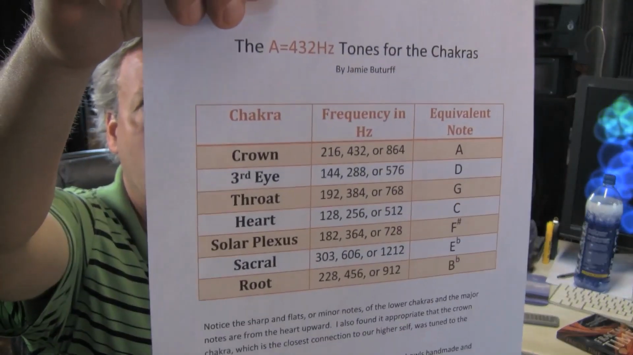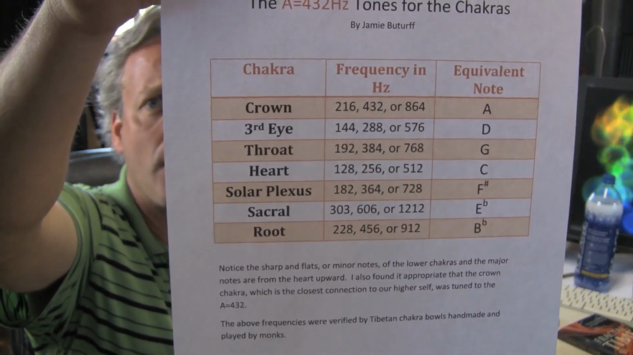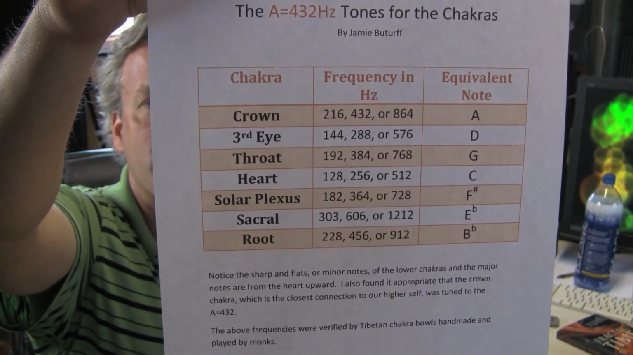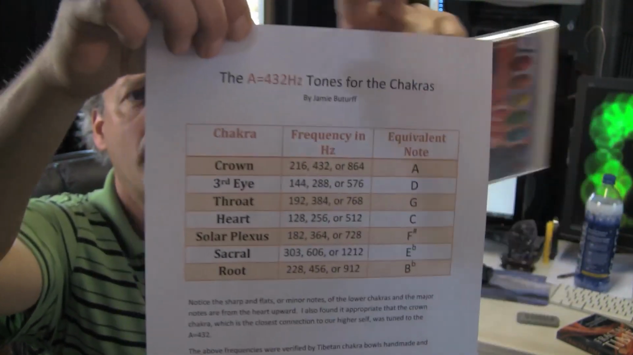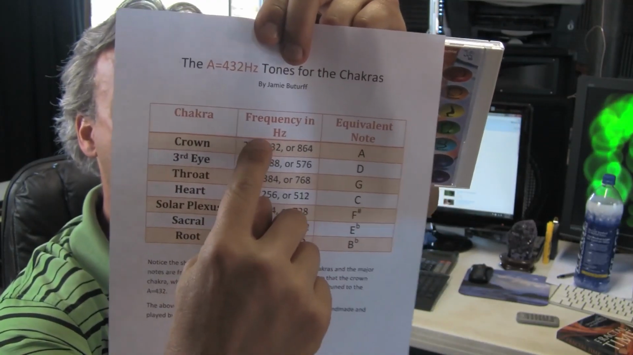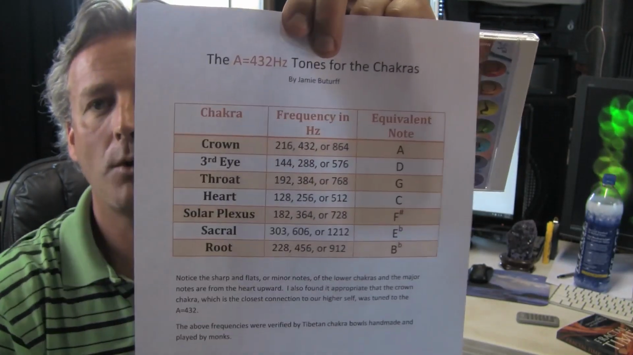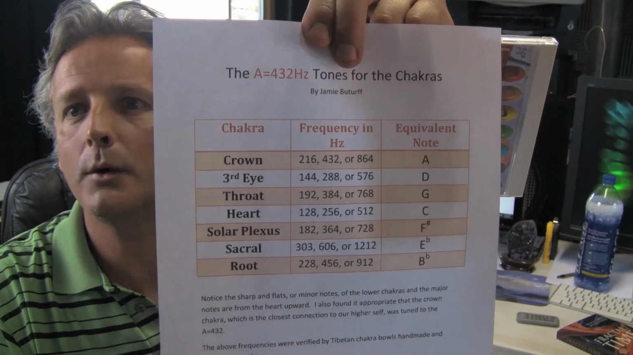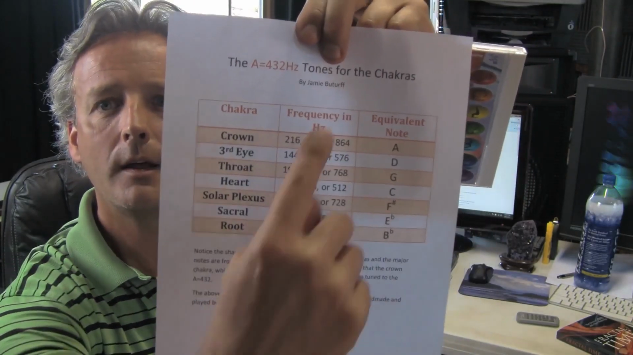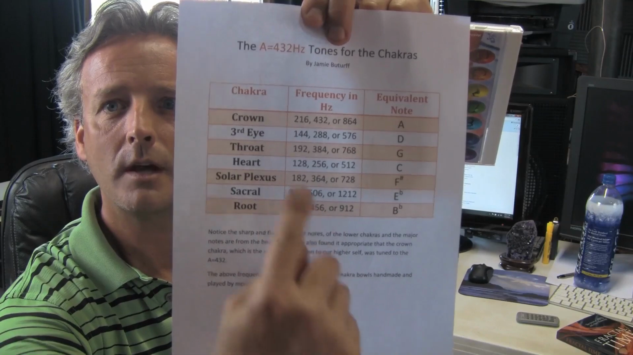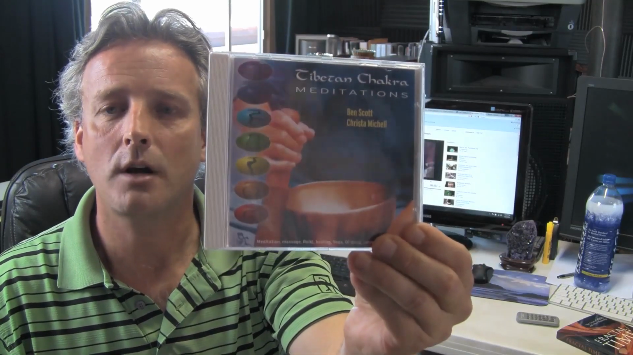Now, this is before I found this, I came up with these chakra tones. All right, this is something that I came up with, and these are the chakra tones. Now, you see in the middle the frequency; those are all octaves of one another. So, if you got, for example, the A, you got the 216, 432, or 864. Those are all octaves of one another. They're all the note of A, so you can use whichever one you want. But these are the notes, these are the frequencies, and these are the chakras. Just so happens that they are the exact frequencies on this chakra bowl CD.